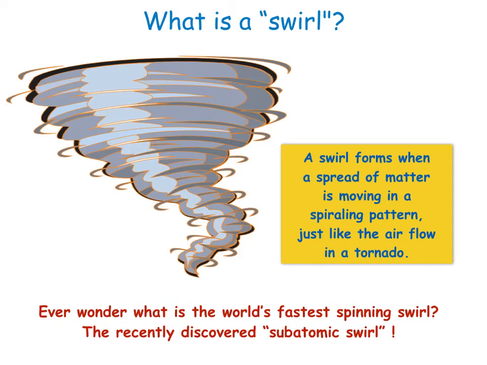Let us start with the swirl. So what is a swirl? Just think about the airflow in a tornado. When a spread of matter is moving in a spiraling pattern, a swirl forms. Many think of swirls such as pancake mix being stirred up or our home galaxy, the Milky Way.